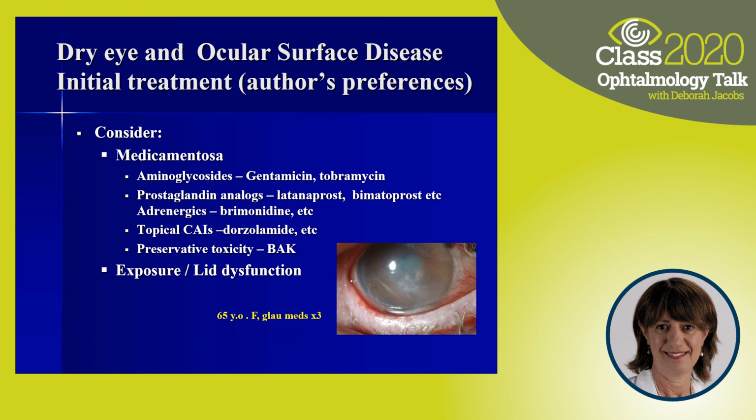It's also important to consider that what may be causing their symptoms of dry eye syndrome may in fact be a broader ocular surface disease in the form of exposure or lid dysfunction, and that none of the dry eye symptoms will get better unless the lid dysfunction or exposure is recognized and addressed.